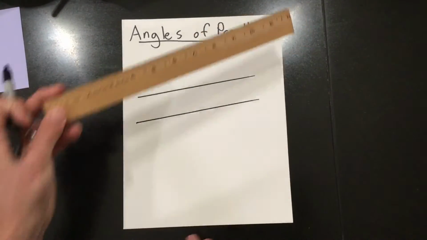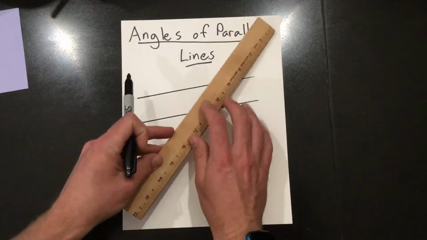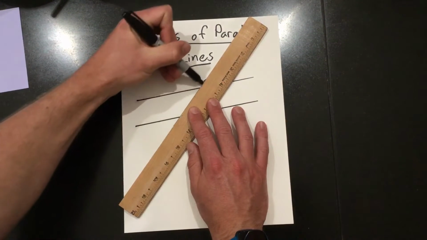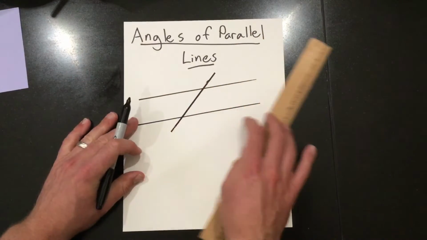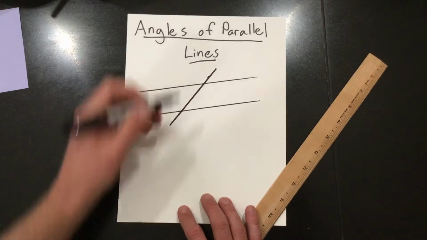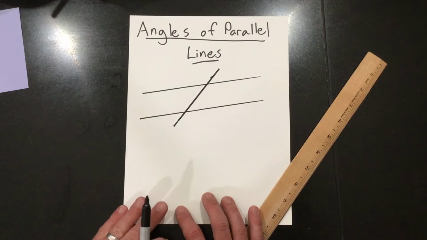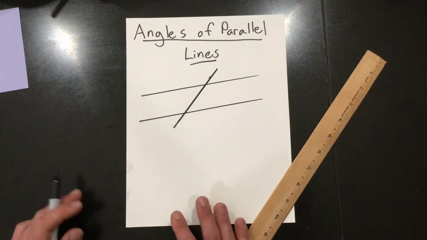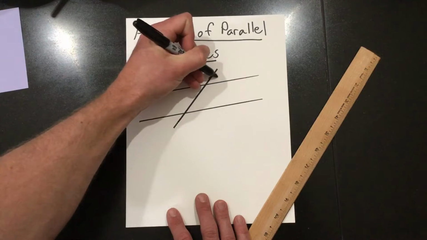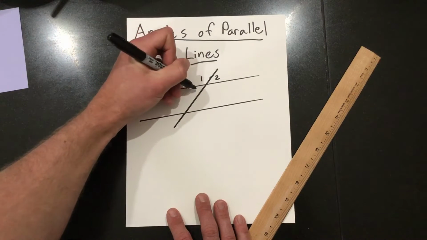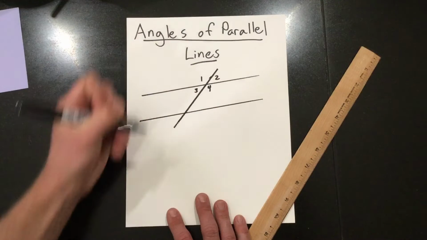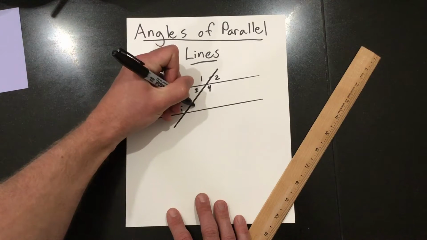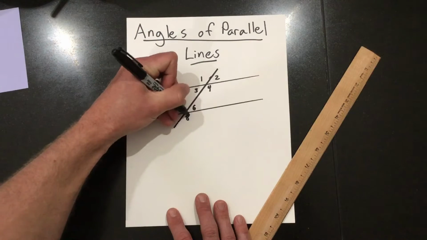So what I just did is use my ruler to make two parallel lines, and now I am going to take my ruler and randomly make another line. Now, this line right here is called the transversal. It is a line that cuts through two parallel lines, and what it does is it creates a bunch of different angles. For ease, we're just going to number them instead of labeling them with a bunch of letters. So we're going to call them angles 1, 2, 3, 4, 5, 6, 7, 8.